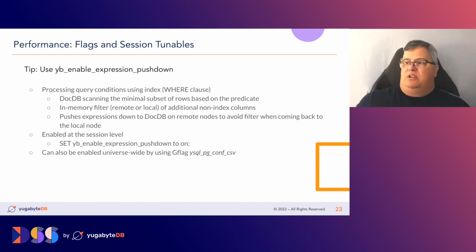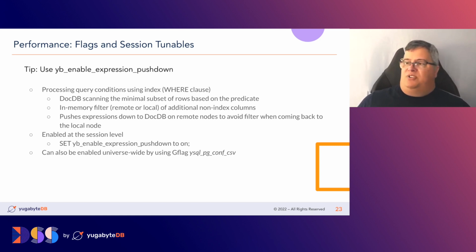So with expression pushdown, we can actually push down these other conditions so that when we send these reads to the remote nodes, we can filter those on the remote nodes before they come back. This helps reduce the amount of processing that's coming back to, quote unquote, the proxy node, which is the node where your connection is. This can be enabled at the session level by saying set YB enable expression pushdown to on, and it also can be enabled universe wide.